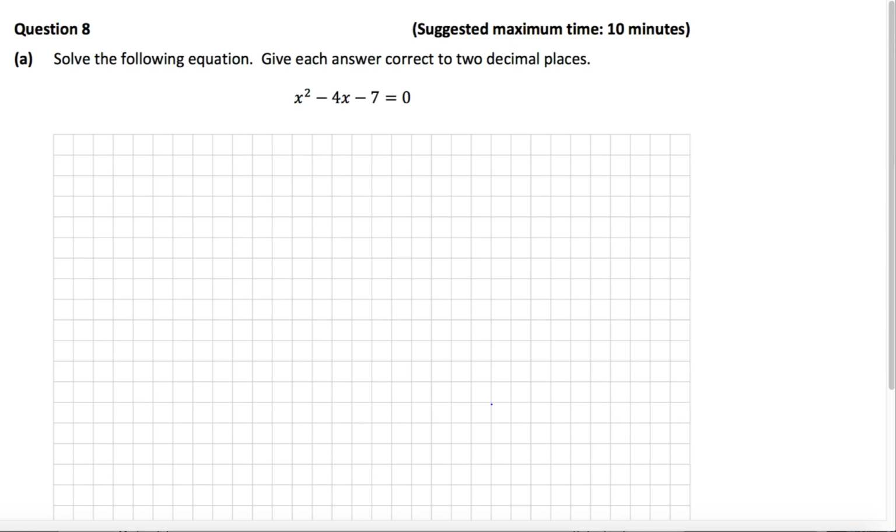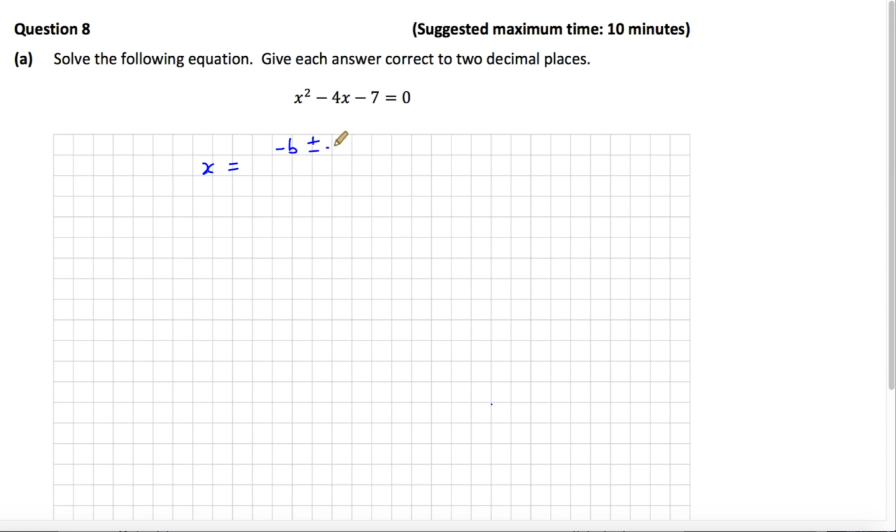So this is the 2018 Junior Cert Higher Level Paper 1 and we're looking at question number 8. Part A says solve the following equation and give each answer correct to 2 decimal places. Well, this is a quadratic equation, and because they're asking for the answer correct to 2 decimal places, we know we're going to use the quadratic formula. So you can find that in the tables book.